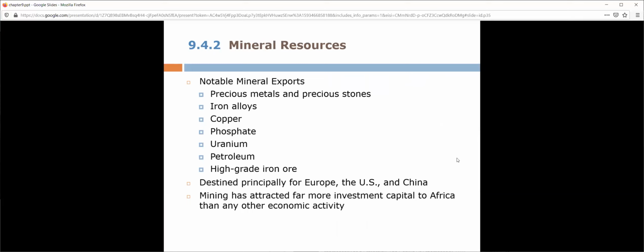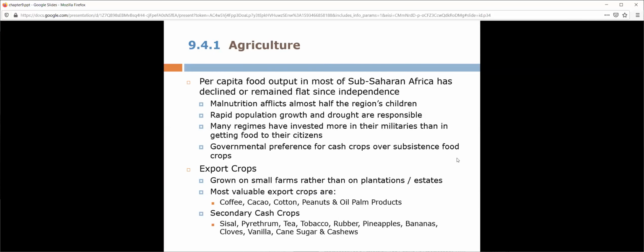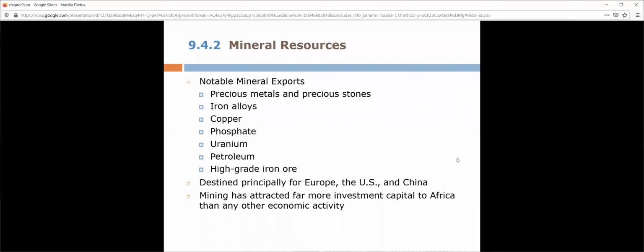Notable mineral resources include iron, copper, phosphates, uranium, diamonds, right? Blood diamonds, that's from Africa. And this list of mineral exports here, and this list of cash crops, plantation crops here, are mostly exported, mostly sold abroad to the rest of the world. And the companies that export them, the companies that make the money, tend not to be African.